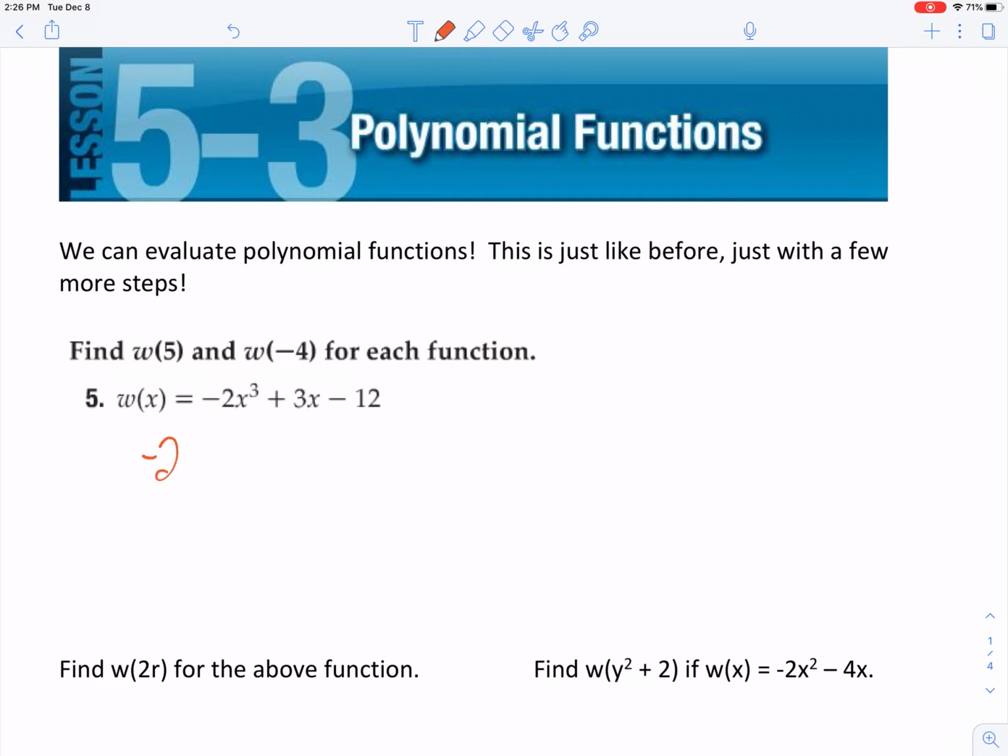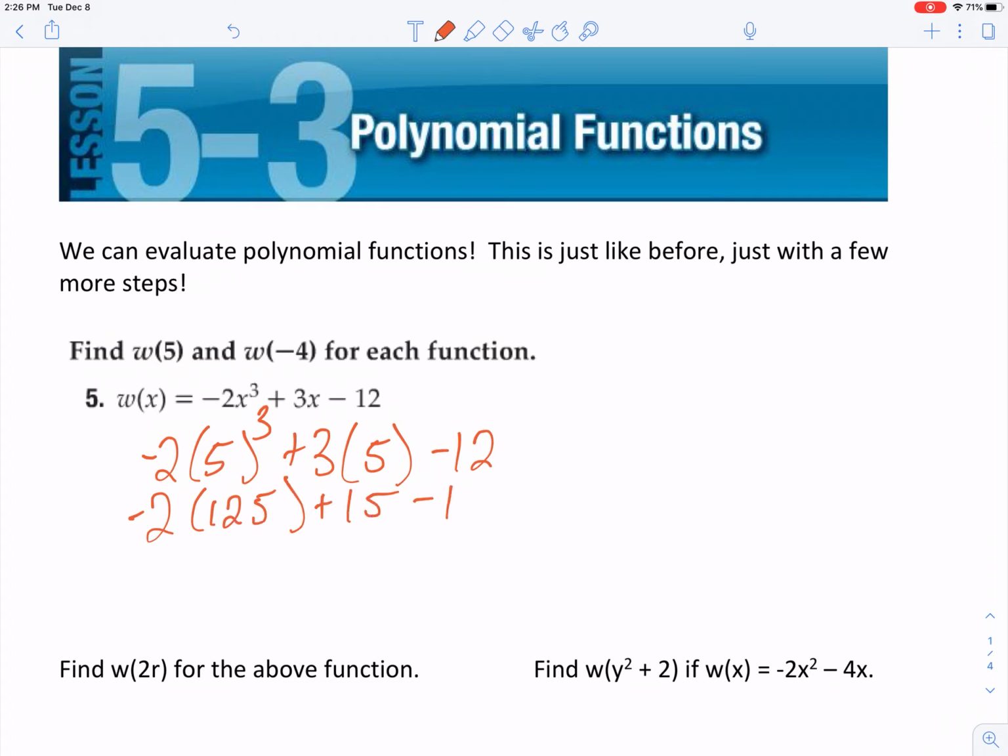So I have negative 2 times 5 cubed plus 3, since there's an x, put a 5 there, and then minus 12. Okay, you can simplify this from there. 5 cubed is 125. 3 times 5 is 15. And we just start combining like terms here for a final answer of negative 247.